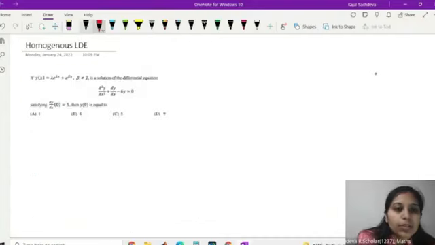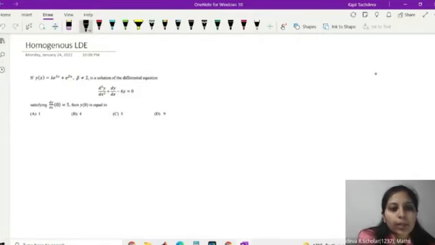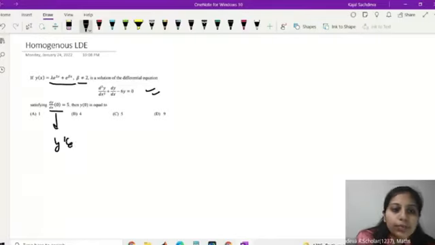So the next question: yx is equal to lambda e raised to power 2x plus e raised to power beta x, where beta is not equal to 2, is a solution of this differential equation, satisfying y dash 0 is equal to 5, and y0 value is equal to what? 1, 4, 5, 9. It is quite an easy question, I would say. You are to just find the solution and compare with it, because the solution is given, but here lambda and beta are unknown.